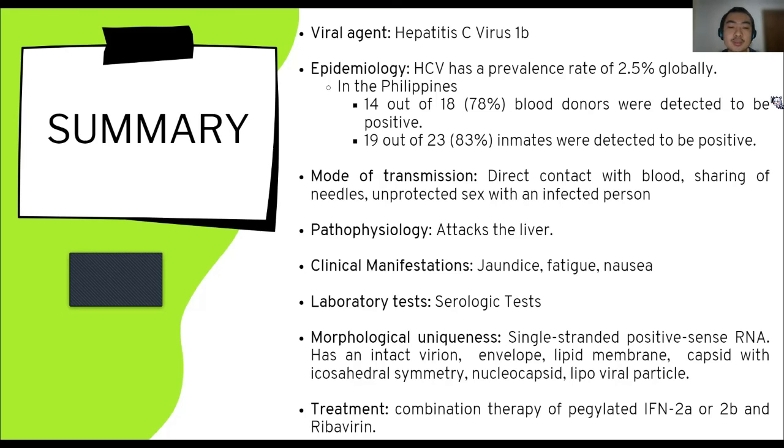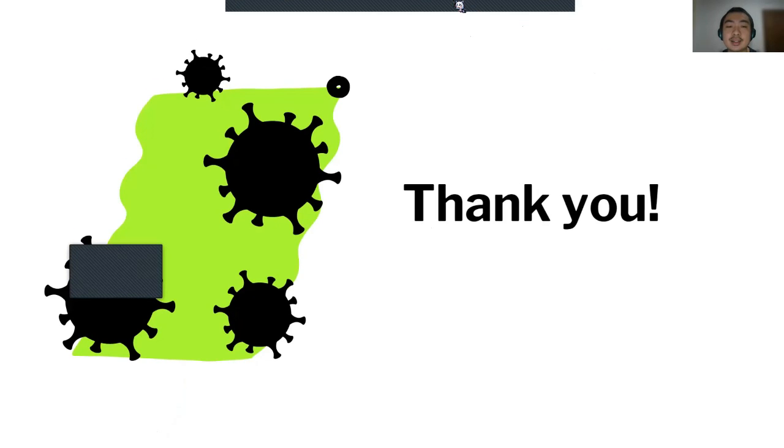And in terms of its morphological uniqueness, the hepatitis C virus is a single-stranded positive sense RNA virus with an intact virion. It is enveloped and has a lipid membrane and a capsid with an icosahedral symmetry. It also has a lipoviral particle. And the treatment of HCV is a combination therapy of pegylated IFN or interferon alpha 2A or 2B along with ribavirin. That's all. Thank you.